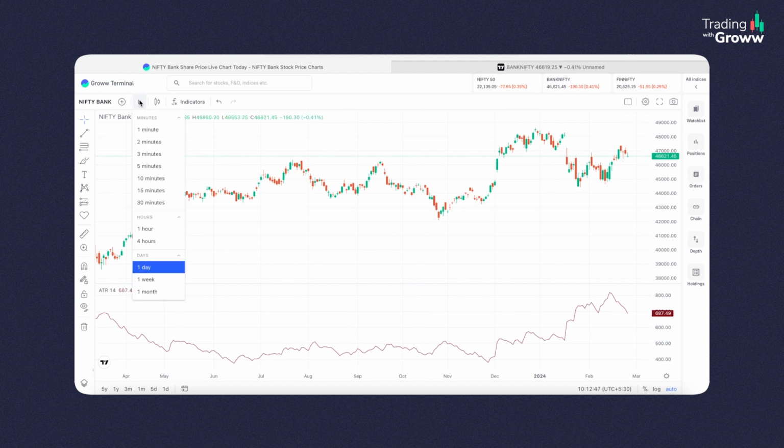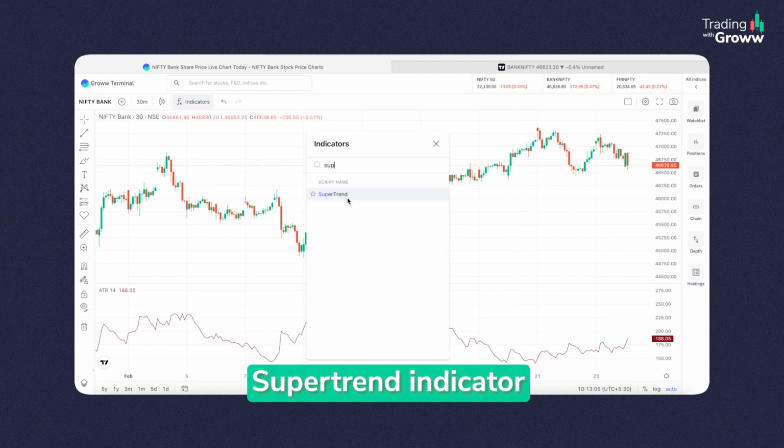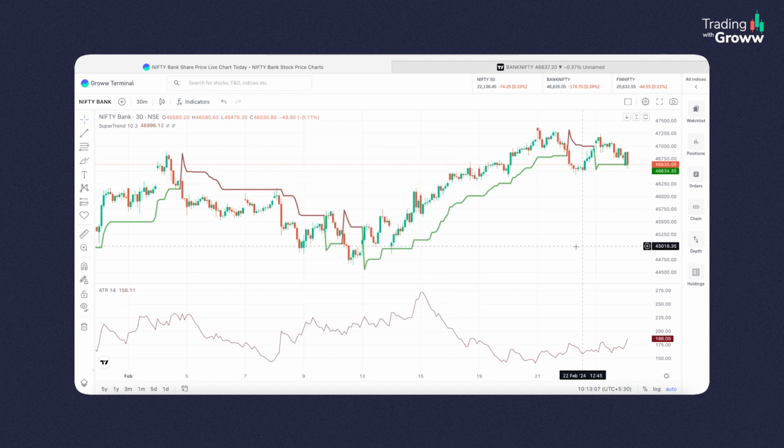Consider that you are a positional option trader and you want to get into option buying or option selling mode. What you can do is go to the 30 minutes time frame. You will have the ATR indicator in absolute terms showing a chart, and above it there is a price chart. Now you apply the Supertrend indicator on this chart. So now I've applied the Supertrend indicator. As you know, whenever the green signal comes, you just have to buy, and whenever the red signal comes, you just have to short.